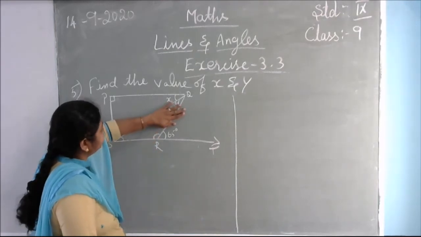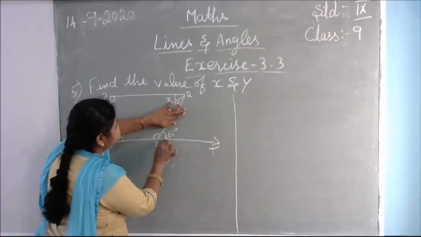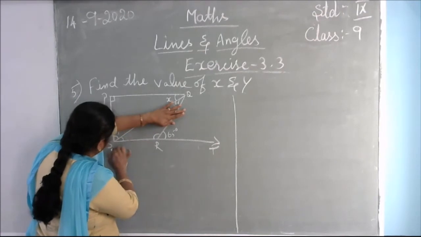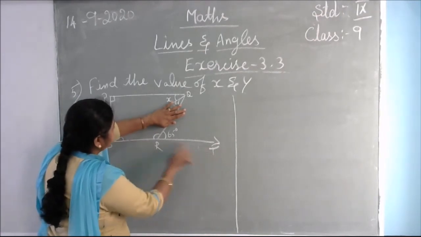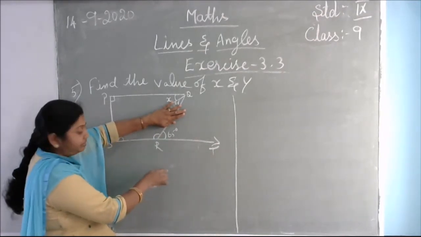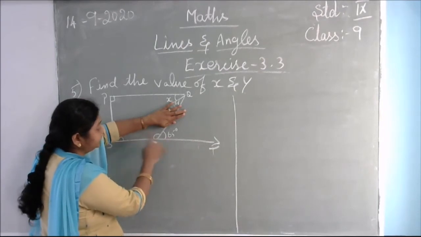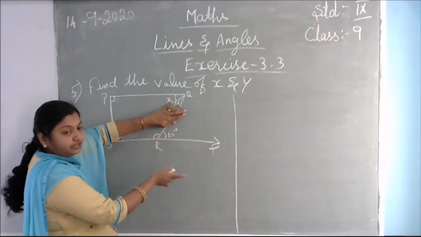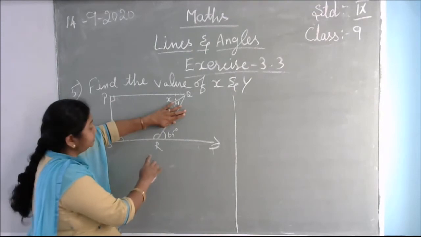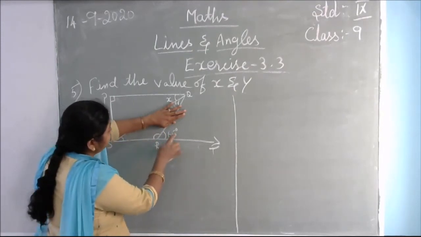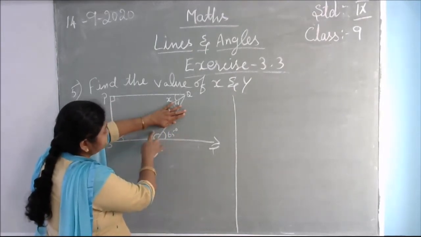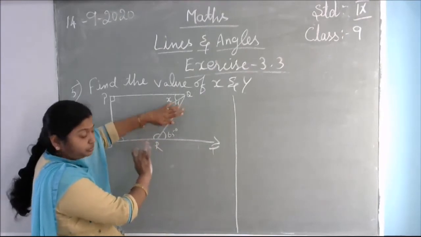So this is the straight line. So these two, what is it? This one is a linear pair. This is the supplementary angle also and adjacent angle also. Adjacent angles, if you add two angles, it should come 180 degrees. So already this one is 65 degrees. So this one will be easy for you to find out.